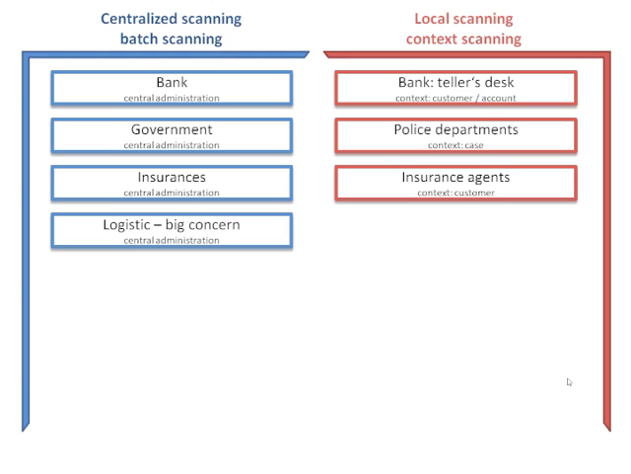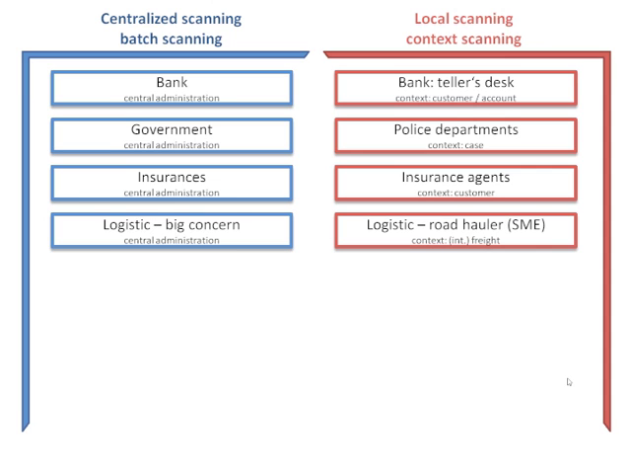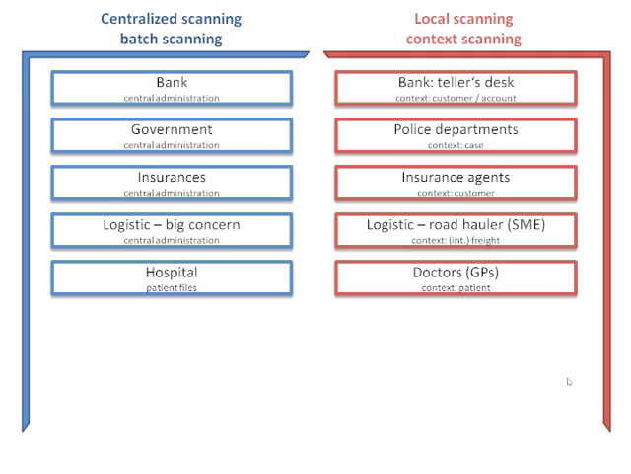Or logistics giants like UPS, DHL, FedEx, highly organized, and the paper is handled at a central place. But we shouldn't forget the huge group of small and medium enterprises in this business sector, and all have to handle the freight papers. Hospitals are scanning the patient files at a centralized place, but also the doctors who are directly in a patient situation have to scan a report of a colleague.